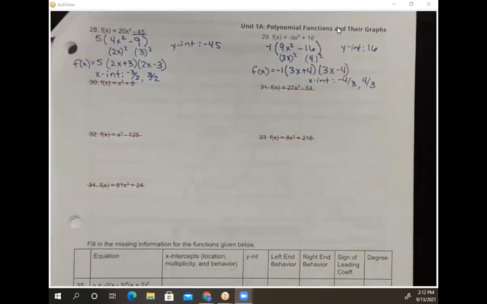So there's the factoring portion of our review. Remember, always look for a GCF to start, and then I choose a method to factor based on how many terms I have in my problem.